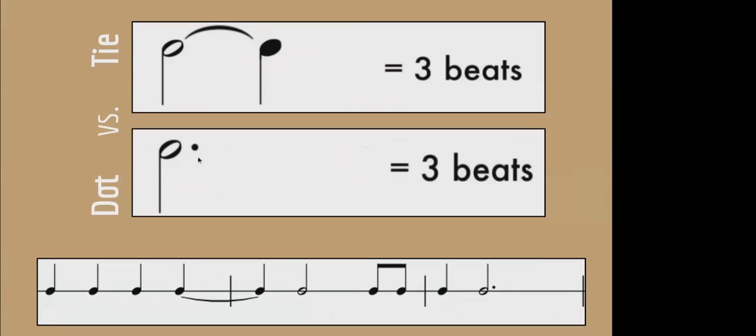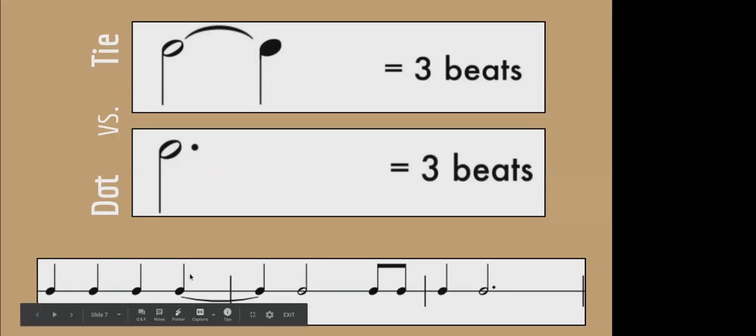The other way to show a change in rhythm is this dot, the half note with the dot right next to it, which also equals 3 beats. The dot itself is like shorthand. It's taking away this extra quarter note to save some space or to make it easier on the brain to see it, to group it. And here's a little example down here of how a tie and a dotted note might be seen.